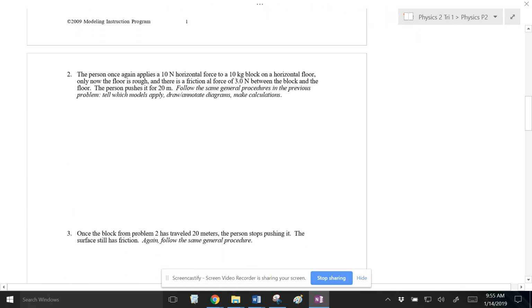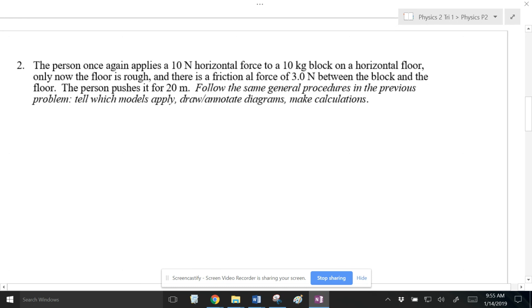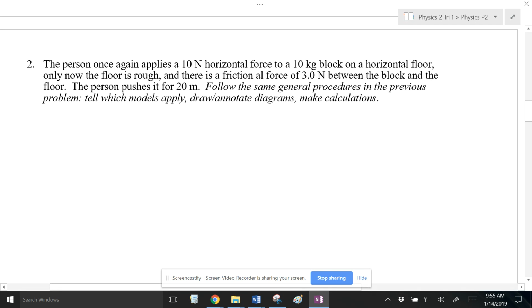Now if we move on to part 2, the person is going to once again apply a 10 Newton horizontal force to this 10 kilogram block. So it's the same problem, but now we're going to introduce a little bit of friction.